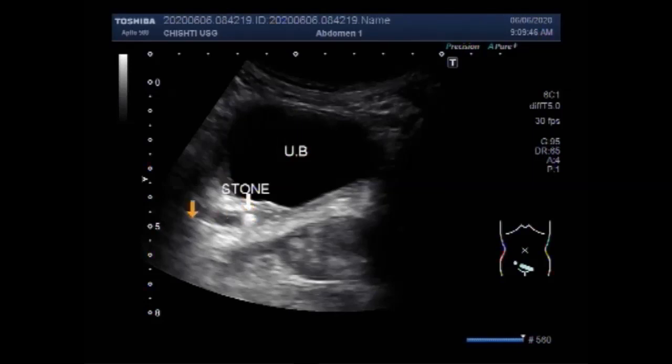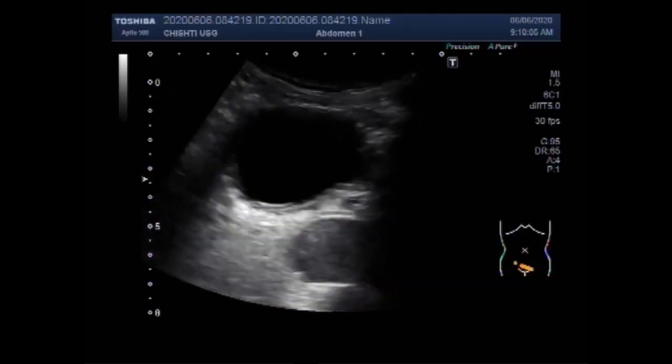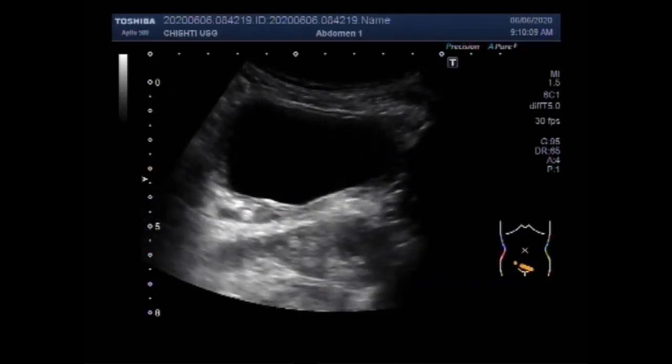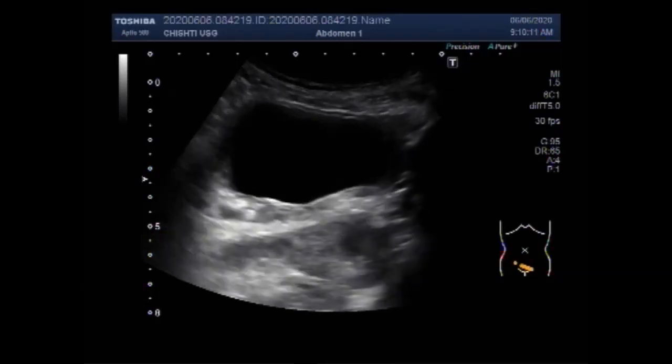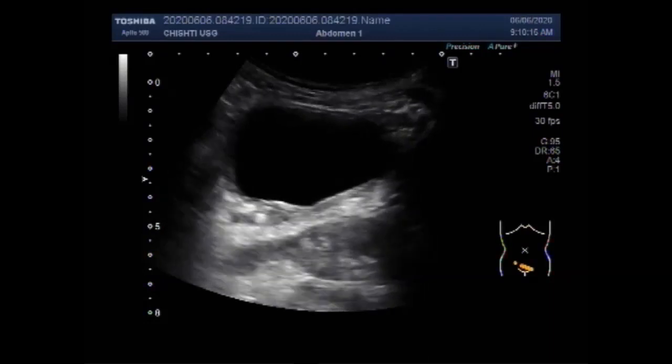You can see this is a small stone in the distal portion of the ureter, and you will see the measurement of the stone. The stone measures about 6.3 millimeter. So this stone is small, so it causes a minimum hydroureter with minimum hydronephrosis.